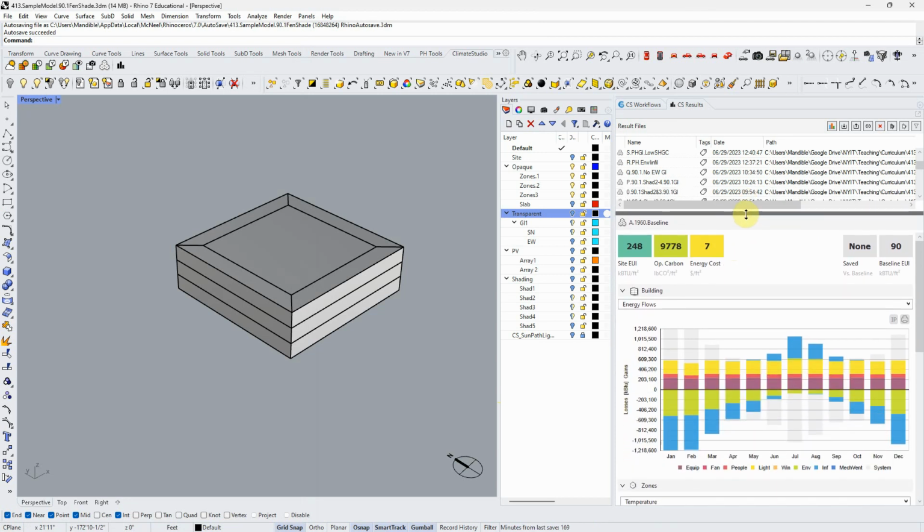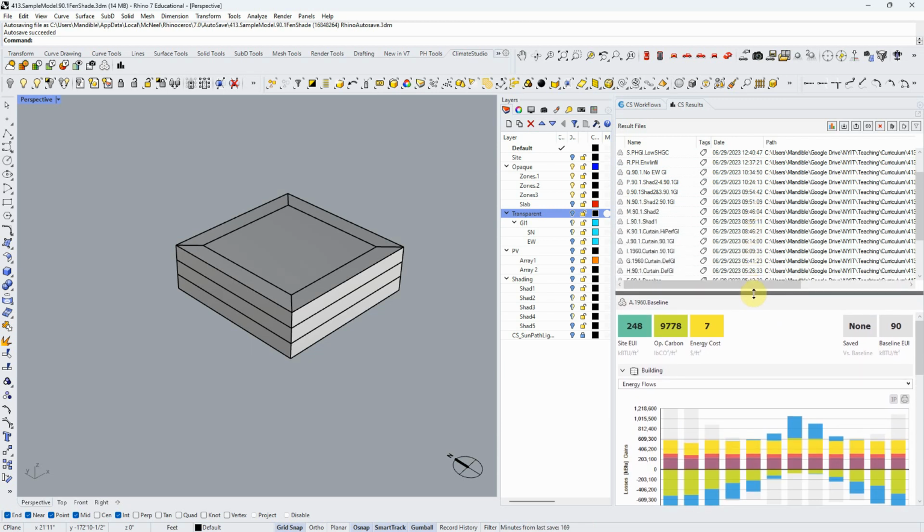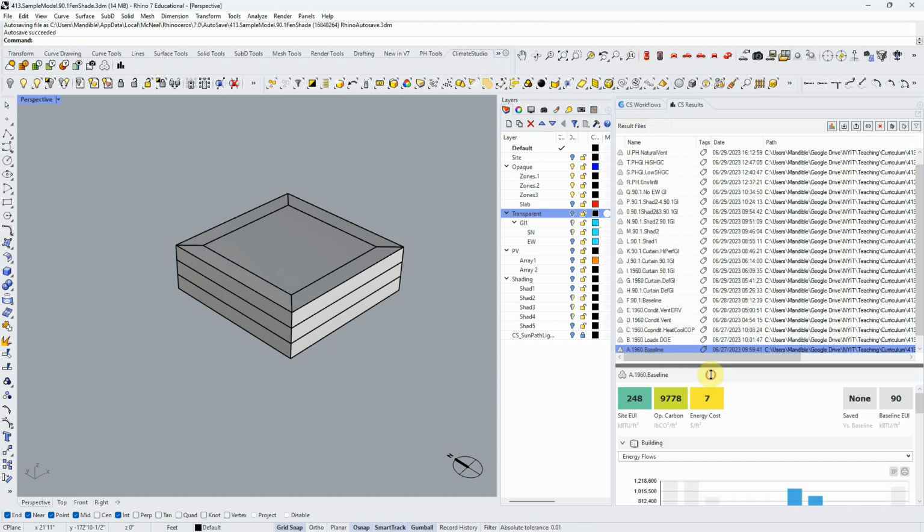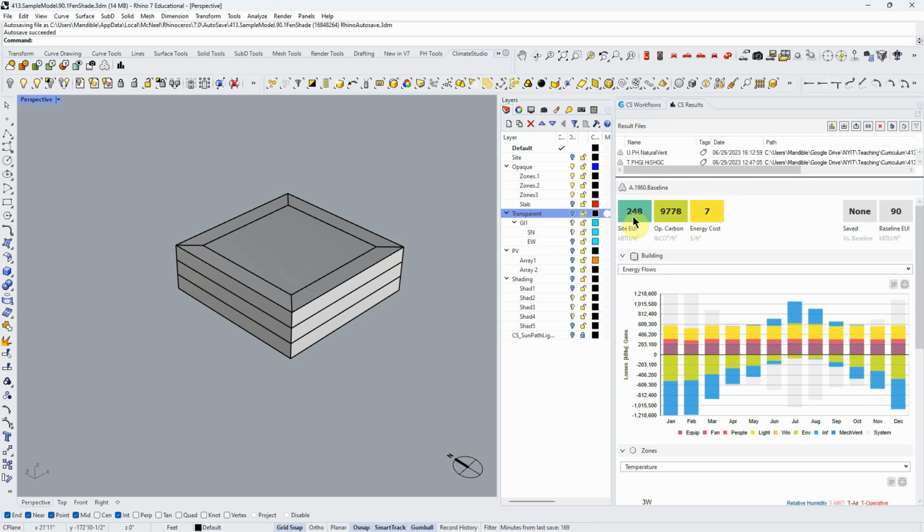I ran the first building. The first iteration I ran was a 1960s baseline building, which is just me making up what I thought would be right, in an intelligent way, what would have been a system, envelope, loads, all the four categories that they would have built in the 60s for a commercial building. And I got a pretty high site EUI of 248. The baseline for a building.